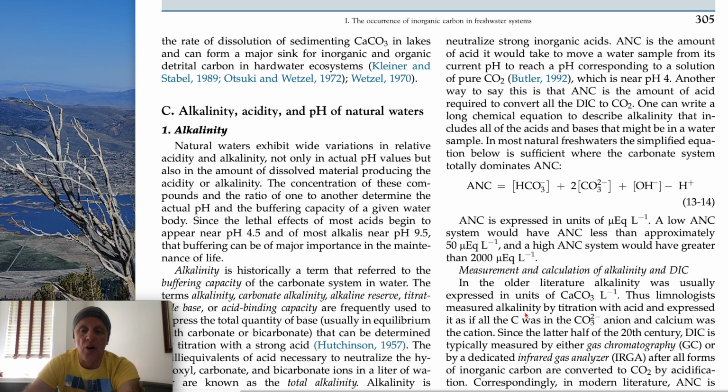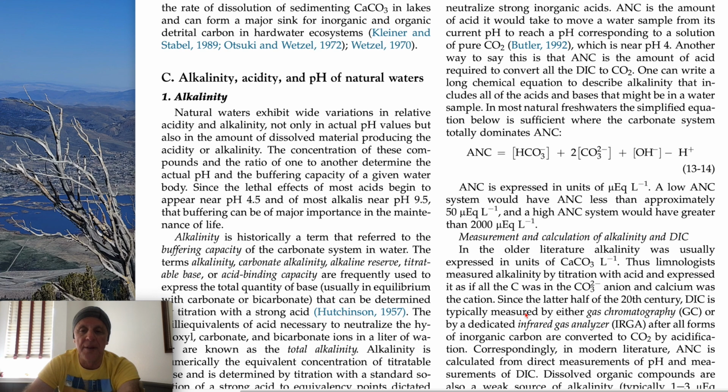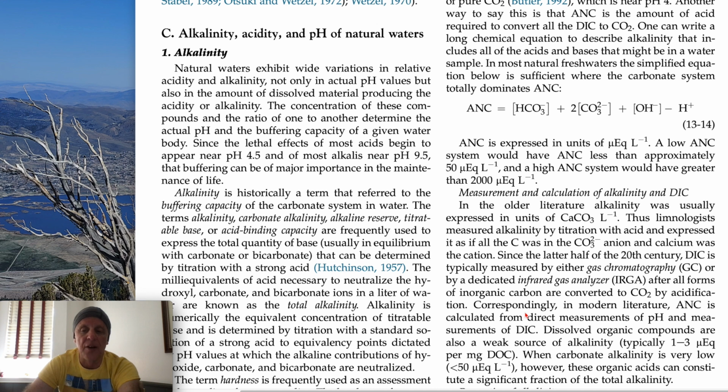One can write a long chemical equation to describe alkalinity that includes all of the acids and bases that might be in the water sample. In most natural freshwaters, the simplified equation below is sufficient, where the carbonate system totally dominates ANC. So ANC is equal to bicarbonate plus 2 carbonates plus hydroxide minus protons. ANC is expressed in units of microequivalents per liter. A low ANC system would have ANC less than approximately 50 microequivalents per liter, and a high ANC would have values greater than 2,000 microequivalents per liter.